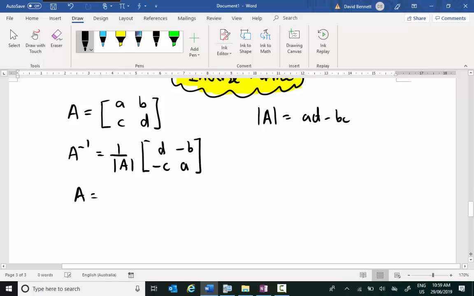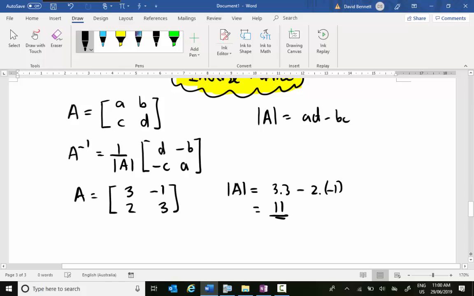Let's say A was 3, -1, 2, and 3. The first thing I have to do is work out the determinant of A, just to see if the inverse matrix exists. If the determinant's equal to 0, then the inverse matrix doesn't exist and I don't have to do any more. So I simply times the AD, so 3 times 3, or I can just write 9, take 2 times -1, so that's 9 plus 2, which is 11. That's my determinant.